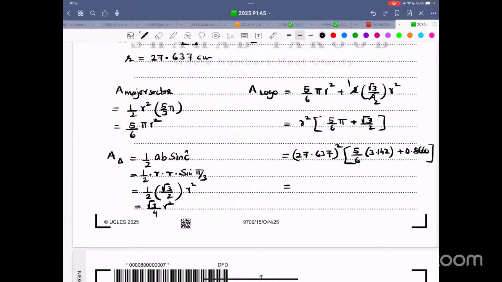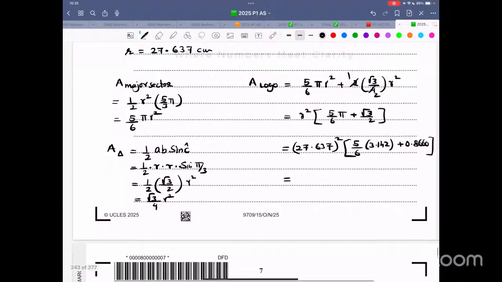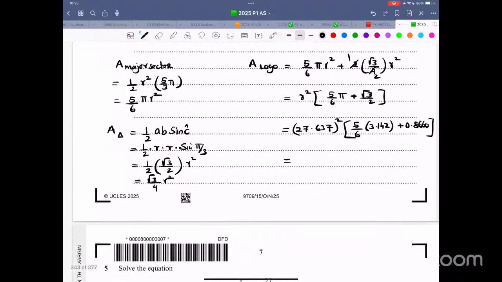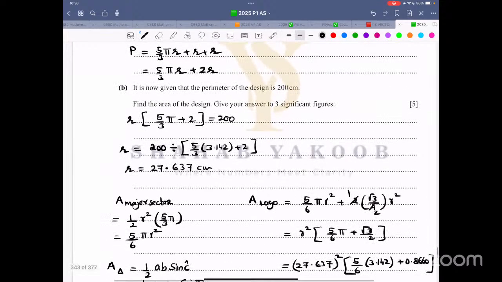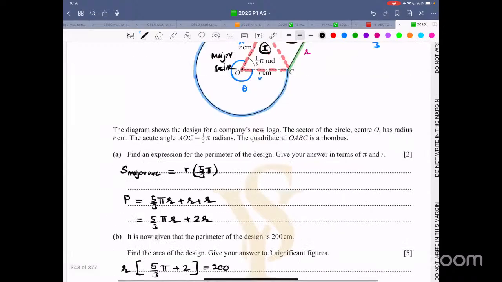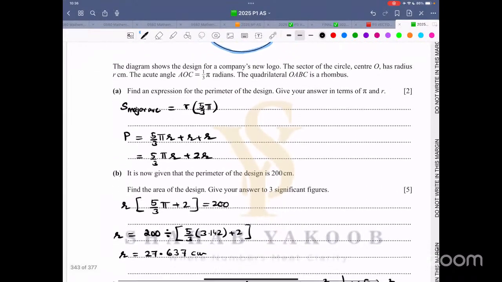The final answer is 2661.6, which can be written as 2660 centimeter square, correct to 3 SF. That is the general rule and also written over here. So now this is all good, all clear. Now let's move on. This is question number 4. So far, so good.